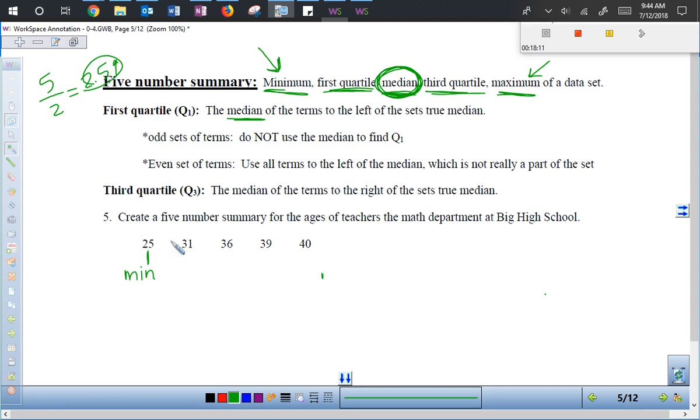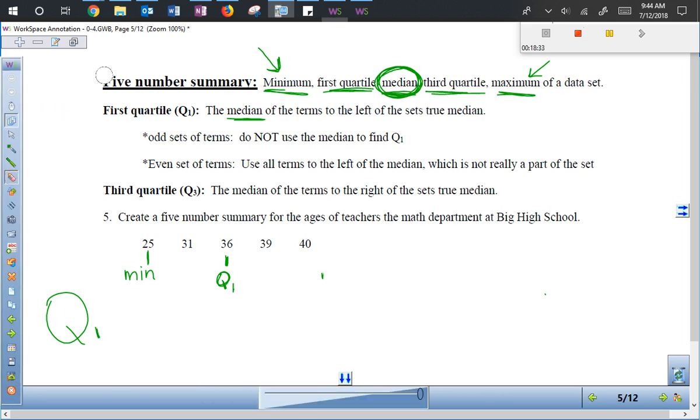So I can go 1, 2, 3. This guy right here is going to be our first quartile. And we're going to label that as Q sub 1. So it's like a capital Q, and then down in the lower right-hand corner, we're going to draw a smaller 1. Okay, so the first quartile is the median of the numbers that come to the left of the median.